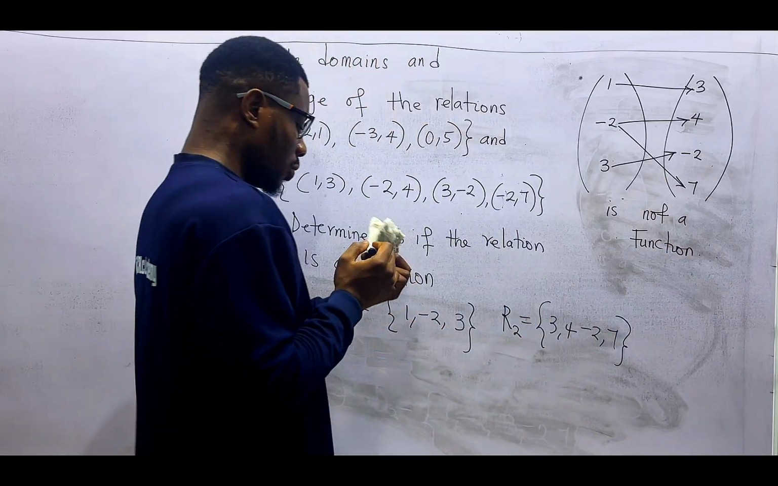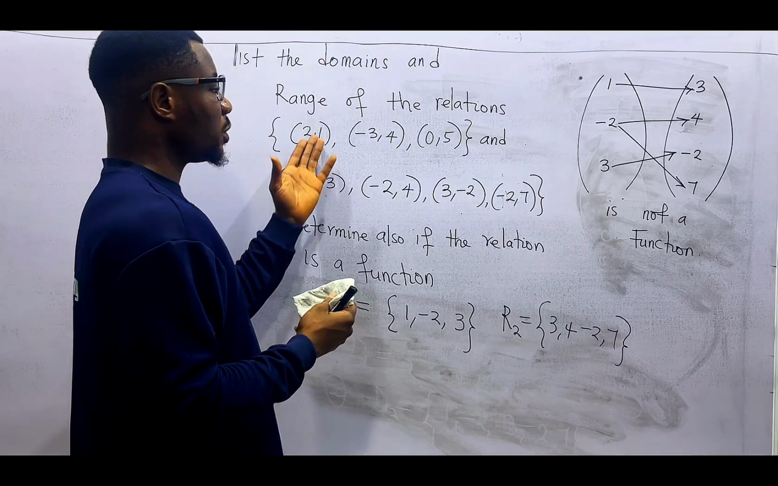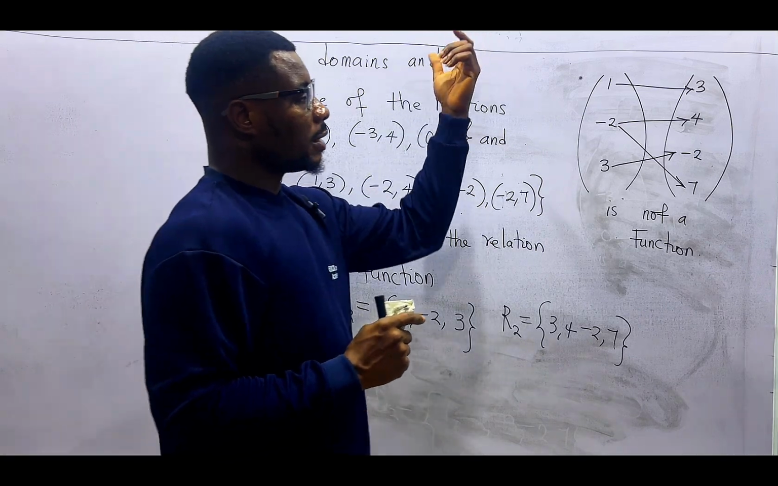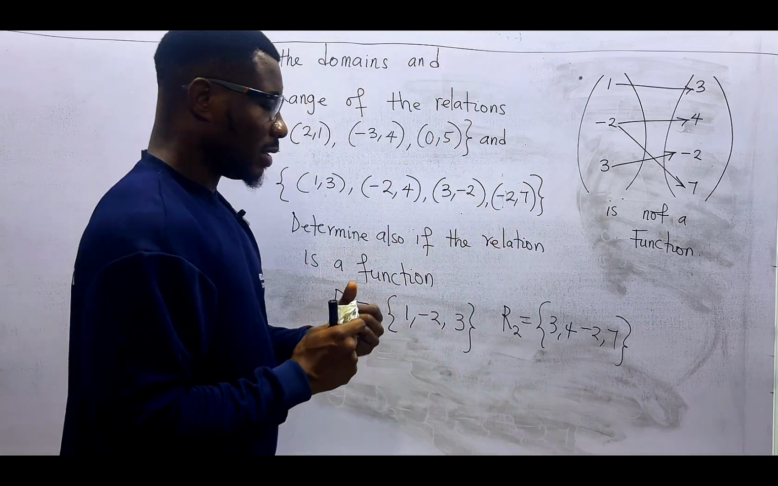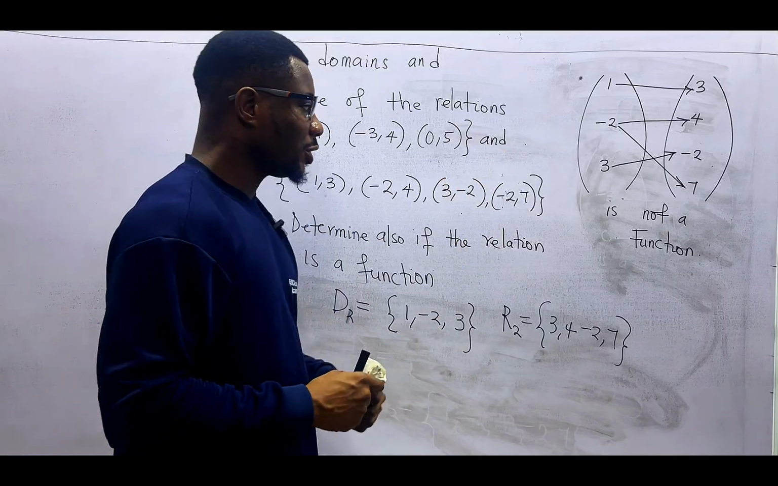So I've been able to answer this question. I've been able to list out the domain and the range for the relation. And I've also been able to tell you why the first relation is a function and the second relation is not a function.